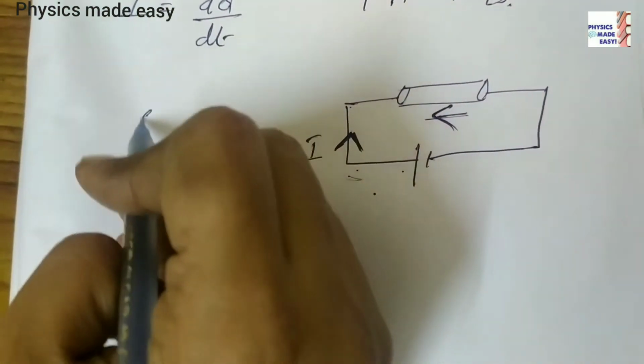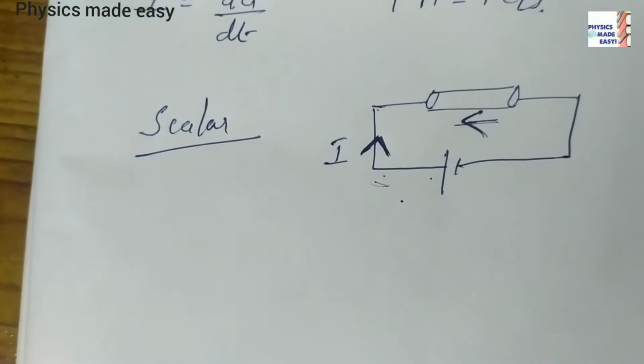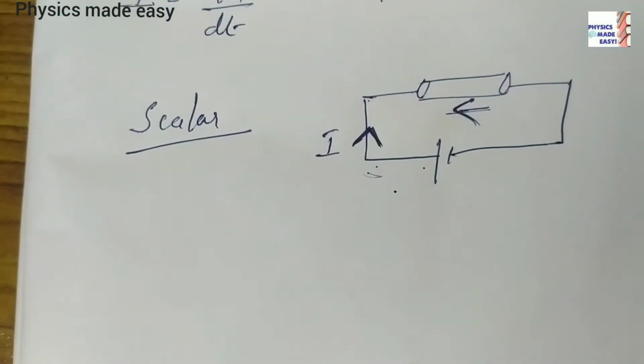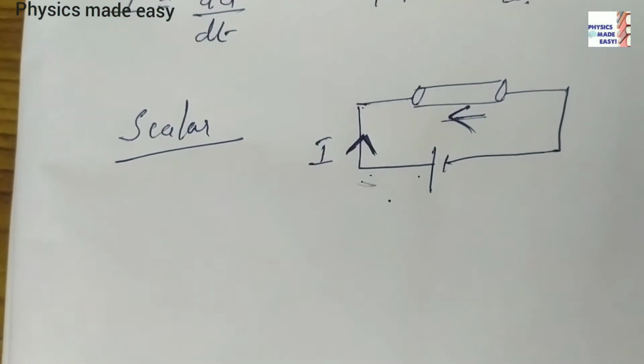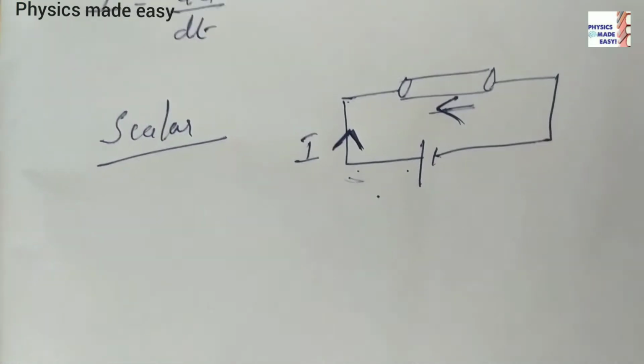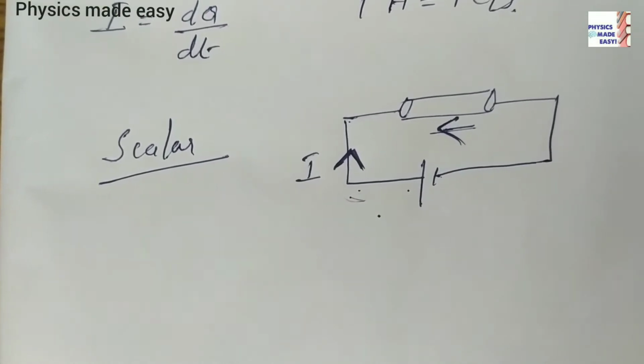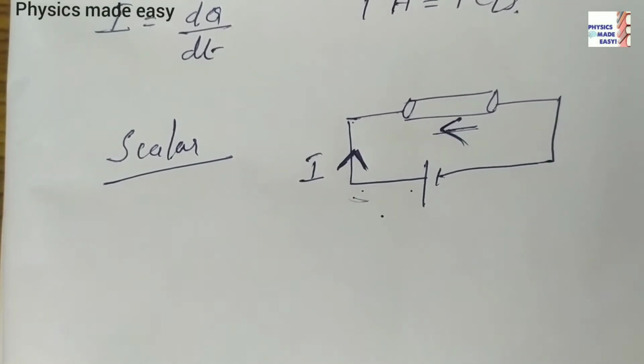Then you know this electric current is a scalar quantity. What is the reason for that? Here we can say the laws of ordinary algebra are used to add electric currents, but the laws of vector addition do not apply to add the electric currents. That's why we can say this electric current is a scalar quantity.